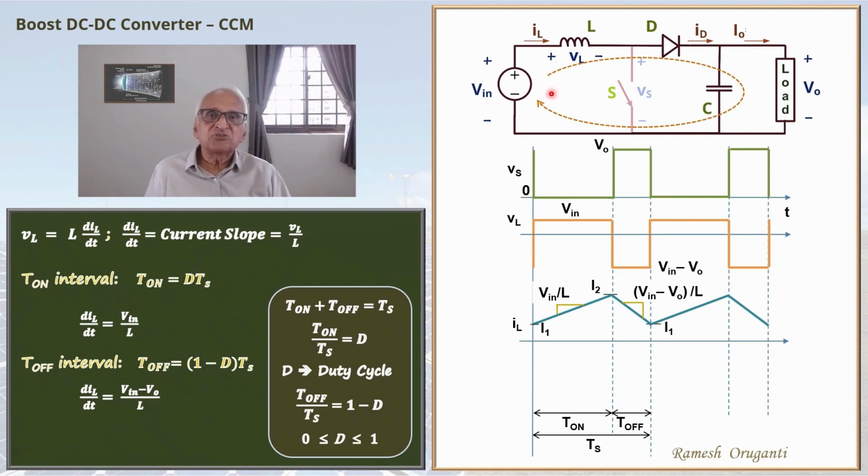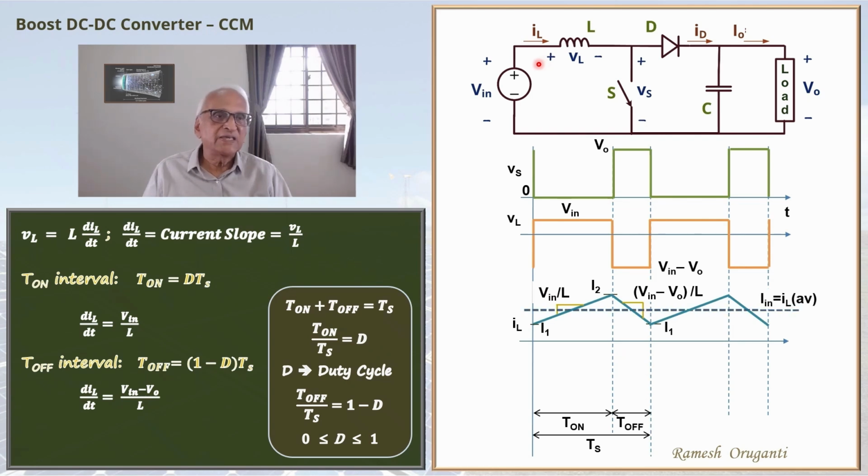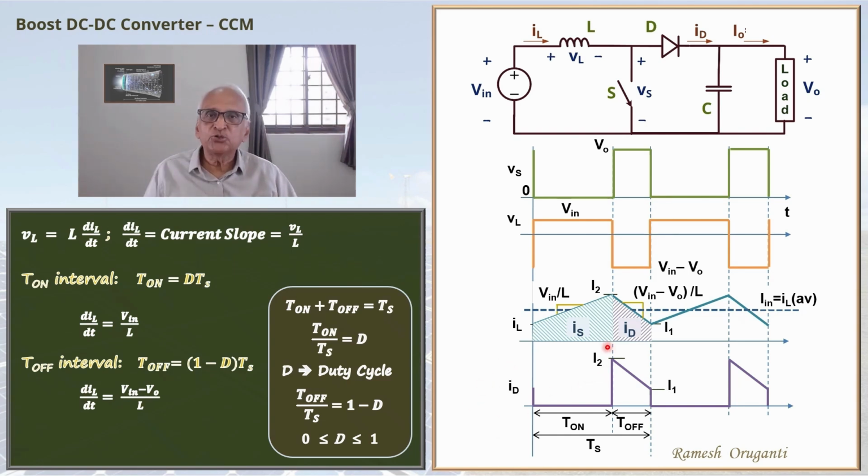The average of the inductor current, IL average, is the DC input current, IN. This part of the inductor current flows through the switch when the switch is on. This part of the inductor current flows through the diode when the switch is off and the diode is on. So I am reproducing the diode current separately here. When the diode is on, the diode current starts at a value of I2 and then goes down to I1. Rest of the interval, the diode is not conducting, so the diode current is 0.